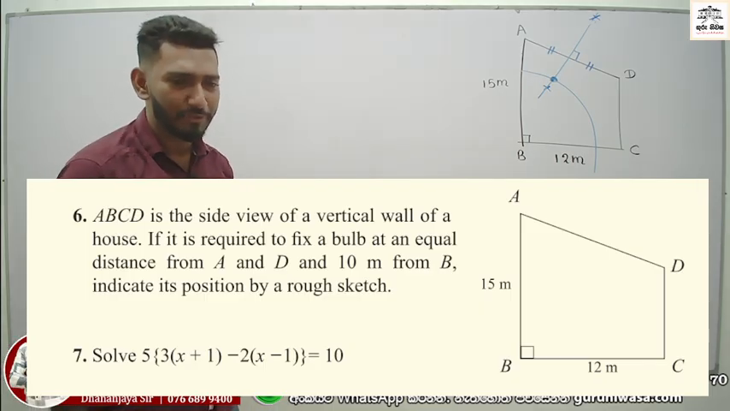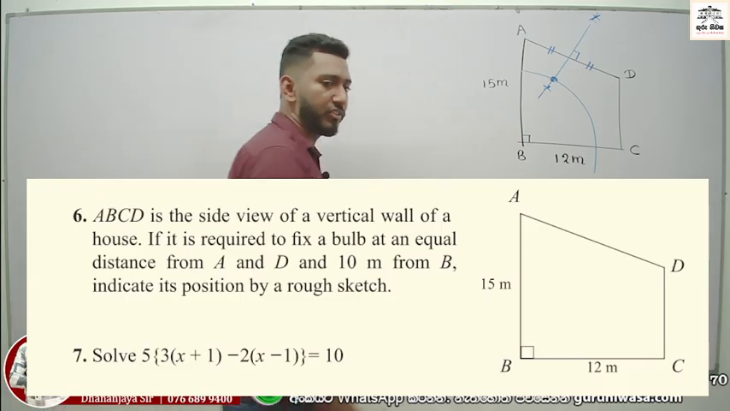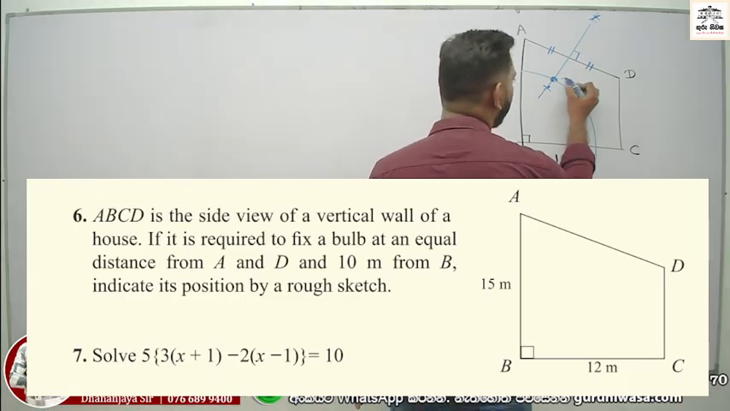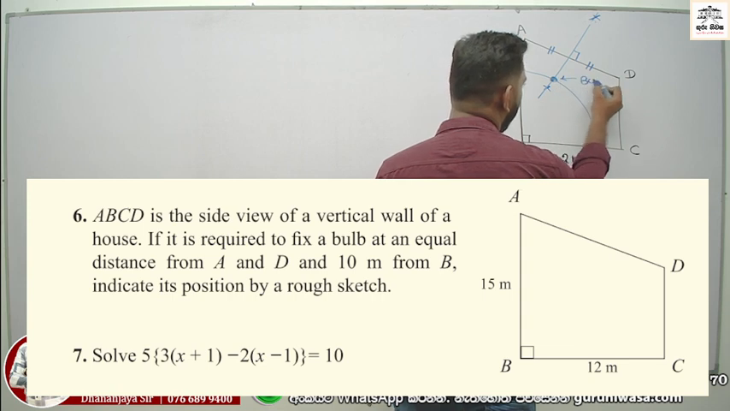Right. Therefore, indicate the position by a rough sketch. So this is the position, and here is the bulb.